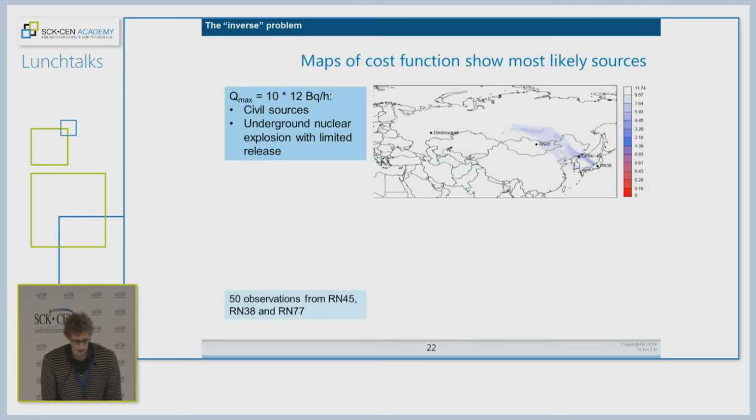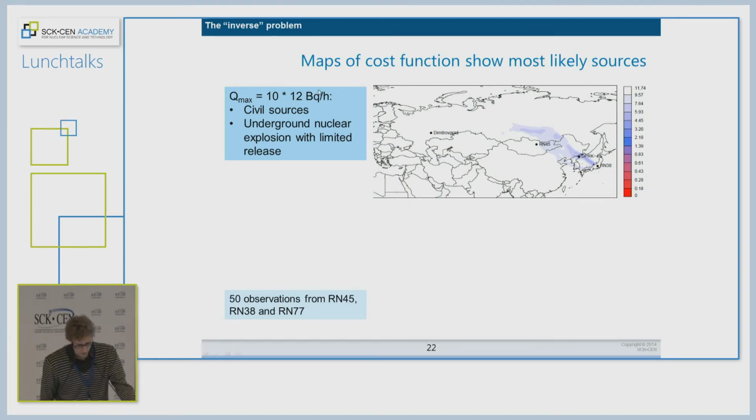Now we apply this method to real data. At the top you can see the data where we assume that the maximum releases are about 10 to the power 12 becquerel per hour. This corresponds with releases from civil sources and from an underground nuclear explosion with a limited release. And we see that the cost function values are quite large. So from this we find that it is rather unlikely that the source was below this 10 to the power 12 becquerels per hour.